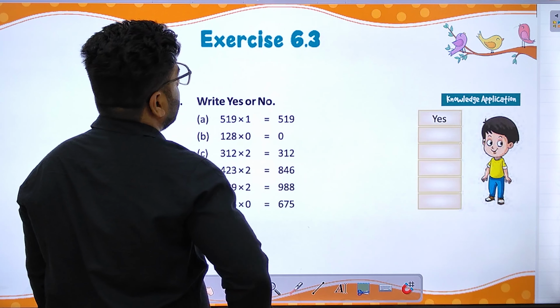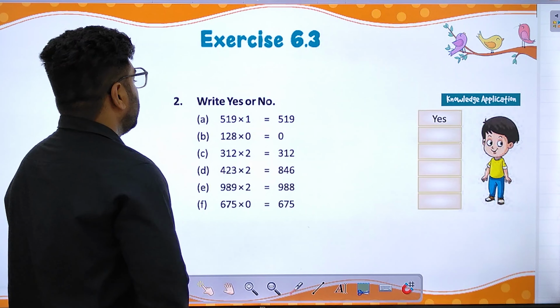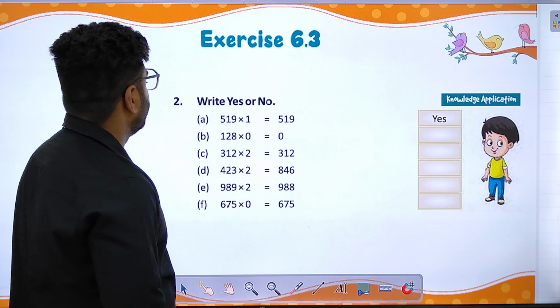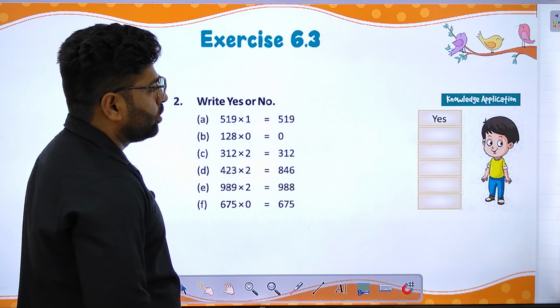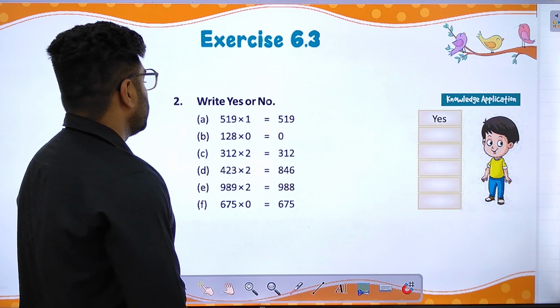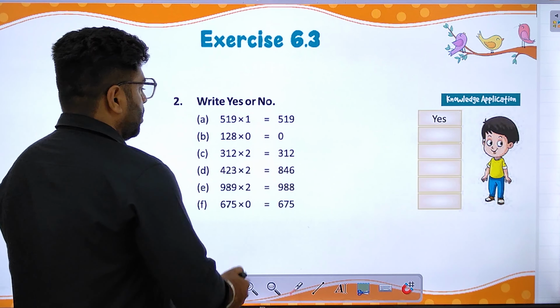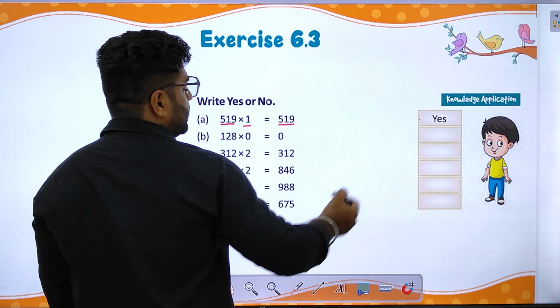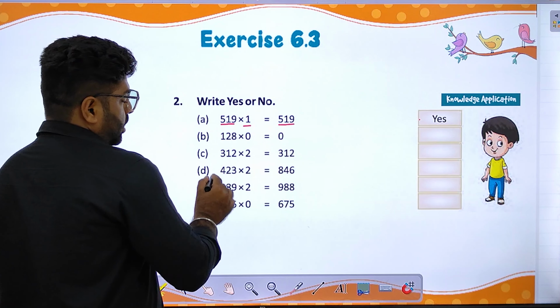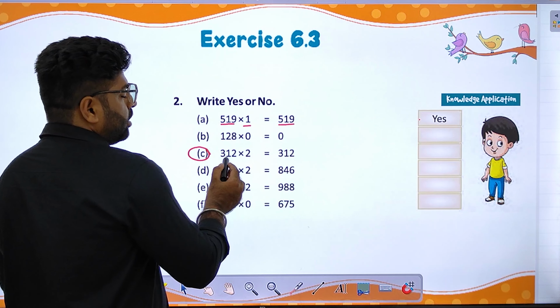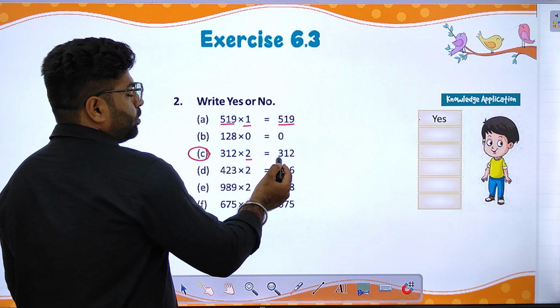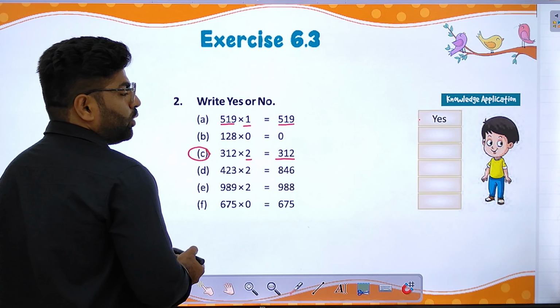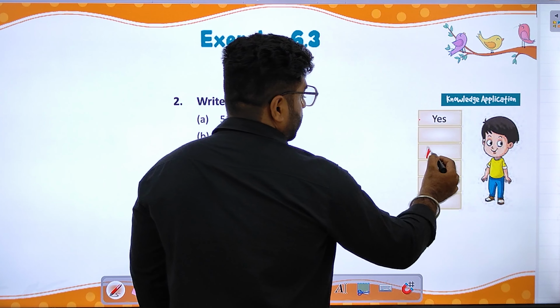Next, come to exercise 6.3 and question number 2. Write yes or no. Here we are having question number A. If you multiply any number by 1, you have the same answer. That means yes. Then pick the C part. 312 is multiplied by 2. We are having the answer 312. No.